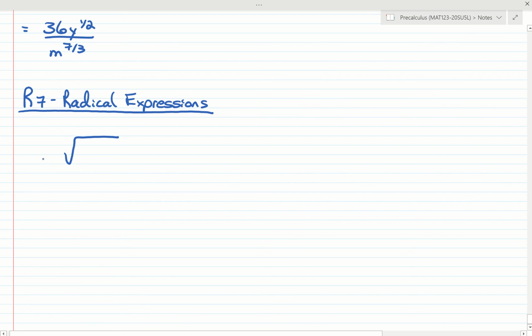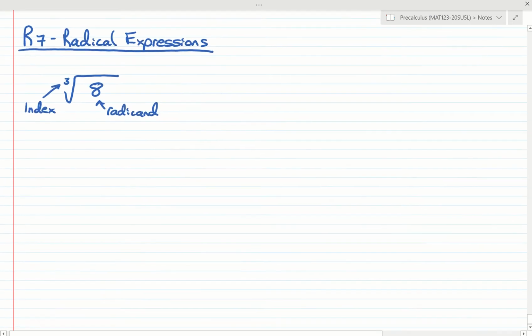what a radical is. Now you could take the square root, the third root, whatever number that is called the index. And whatever number goes here, like the cubed root of 8, 8 is called the radicand. All right, just so we all have the same terminology.